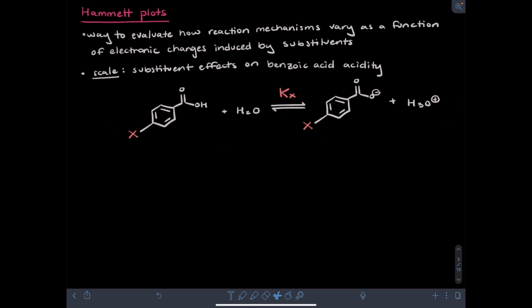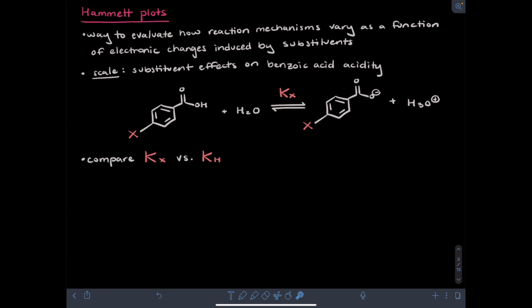The baseline reaction to which we'll compare all other Hammett plots is substituent effects for benzoic acid acidities. So imagine you have a para-substituted benzoic acid, where X is your substituent that you're changing. The reaction is looking at this benzoic acid reacting with water to have an acid-base reaction leading to a benzoate anion and hydronium cation. We'll call the equilibrium constant for the substituent X big Kx.